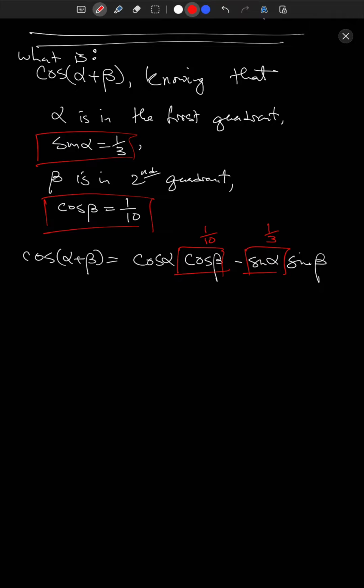Okay. So the only question now is what is cosine of alpha and sine of beta, which we're not told explicitly. But each of these is literally the kind of problem that you saw earlier on in the class. For the cosine alpha part, you just need to use these two facts here. And for the sine beta part, you need to use these facts here. For the cosine alpha, we know that alpha is in the first quadrant, and sine of alpha is equal to 1/3.